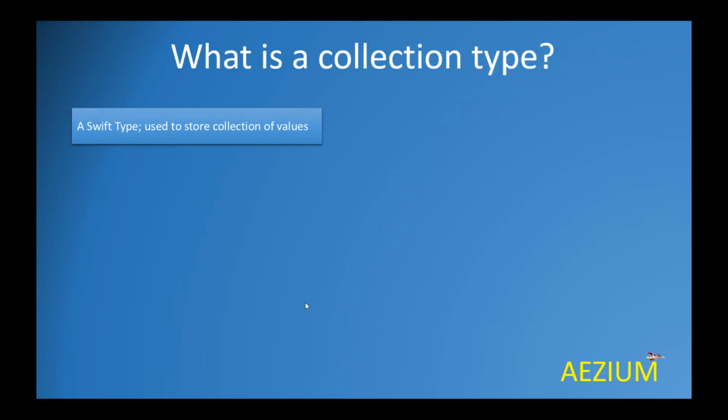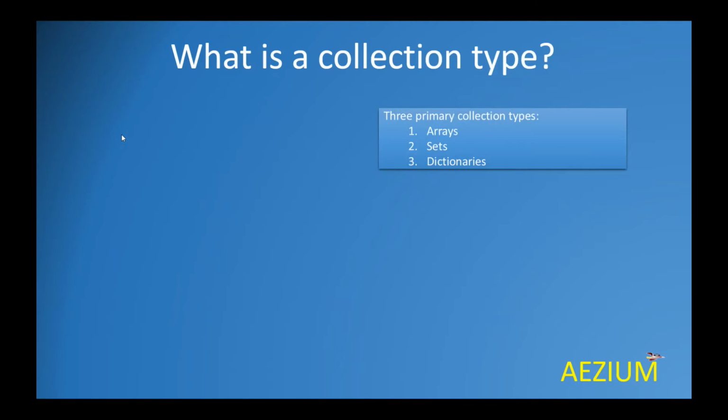Collection types are Swift types, and they are used to store collections of values. So please notice that by type I'm talking about type with capital T, so like integers, floats, doubles. Collection types are also types in Swift. The three primary collection types in Swift are arrays, sets, and dictionaries.